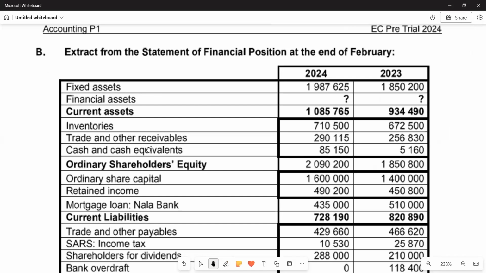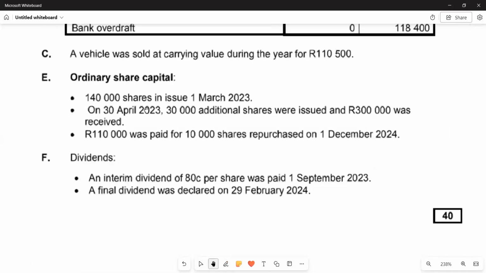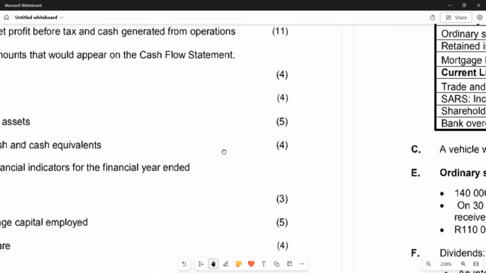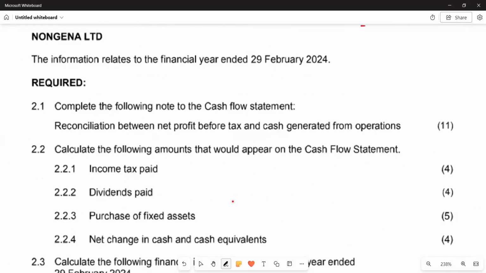Then you go and see other information. We've got other information continuing there up to information F. And this is all the information that we have according to the question. So you can go and see the first question that we have, which says complete the following notes to the cash flow statements, that is the reconciliation between net profits before tax and cash generated from operations.